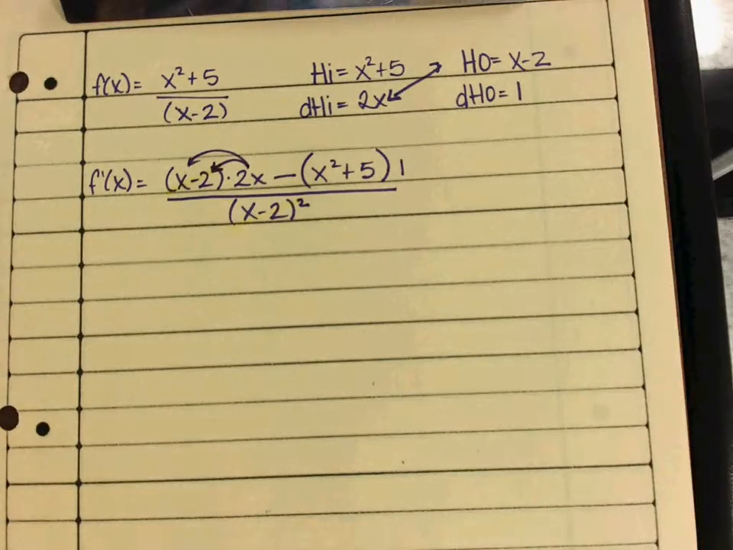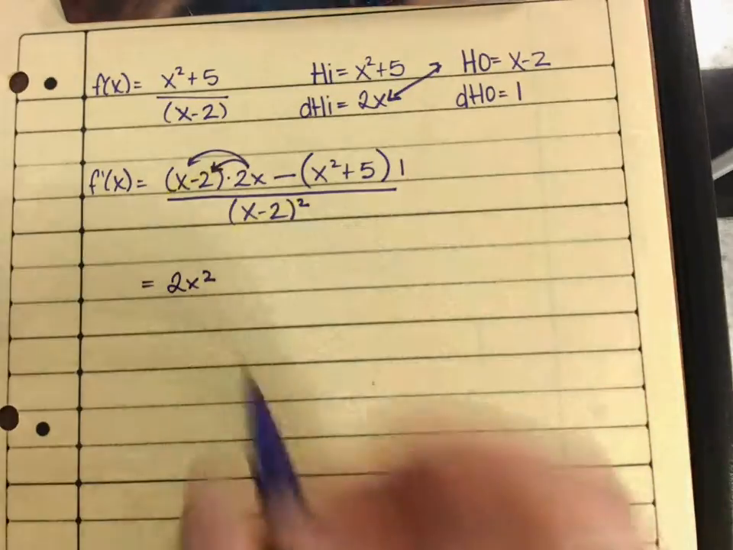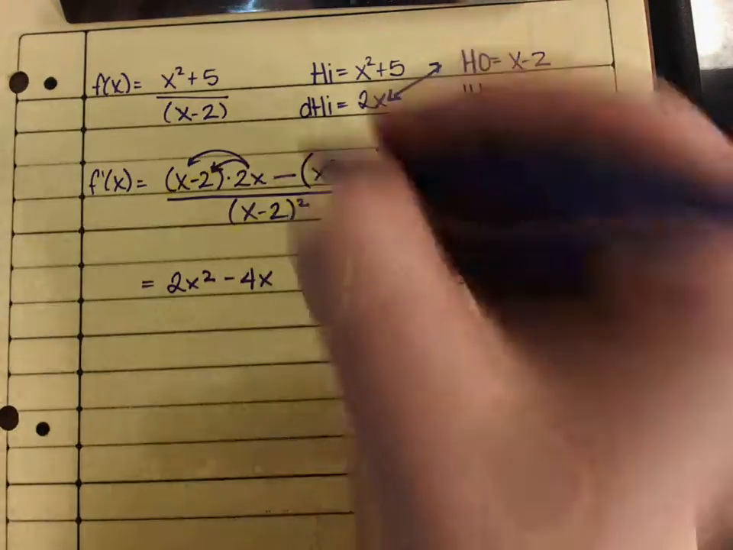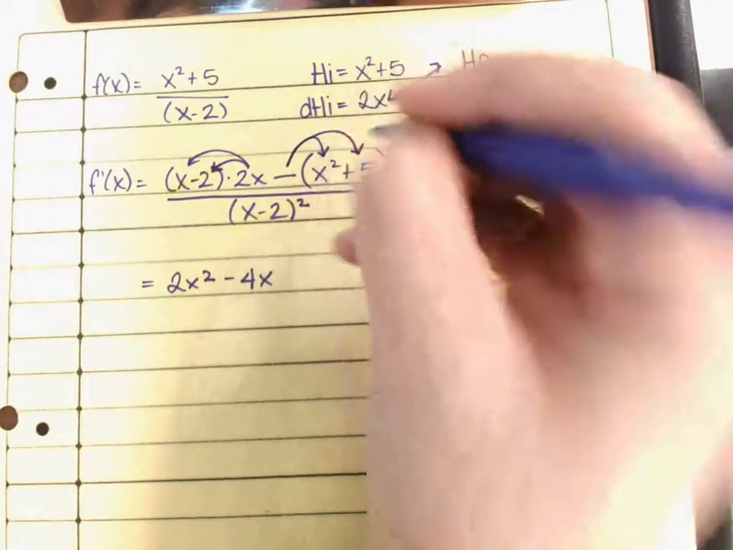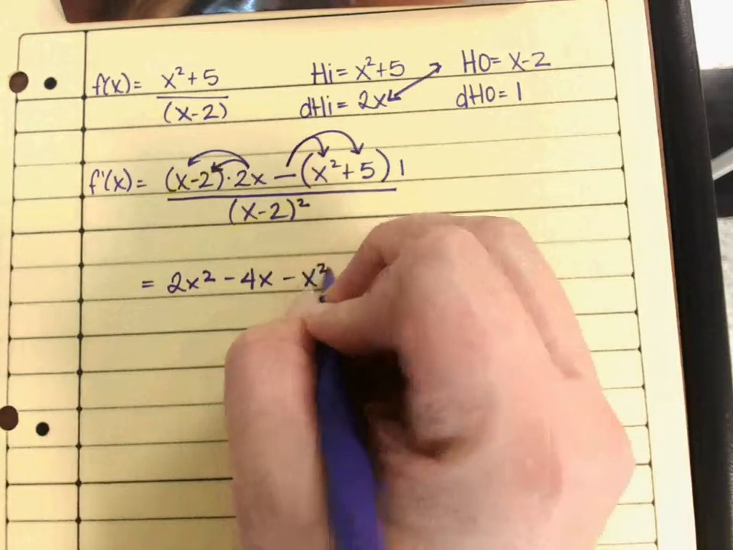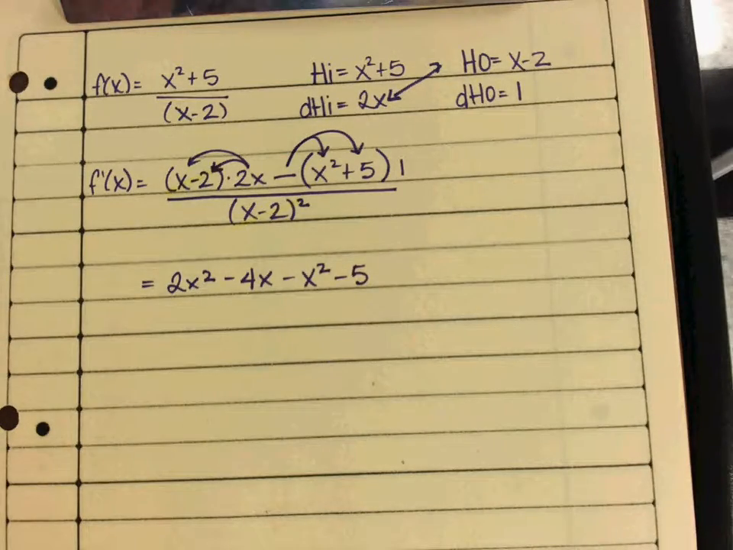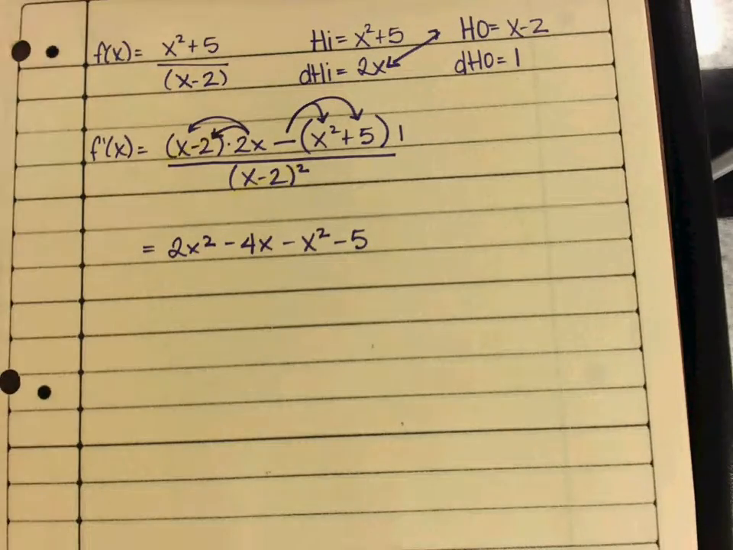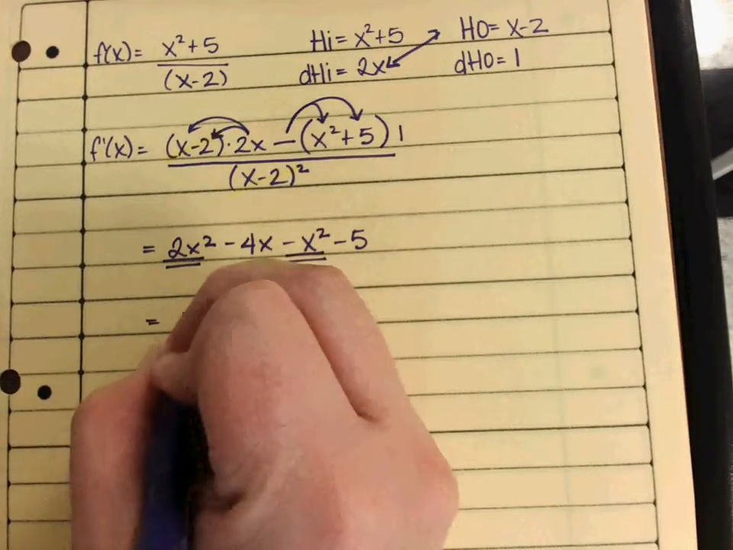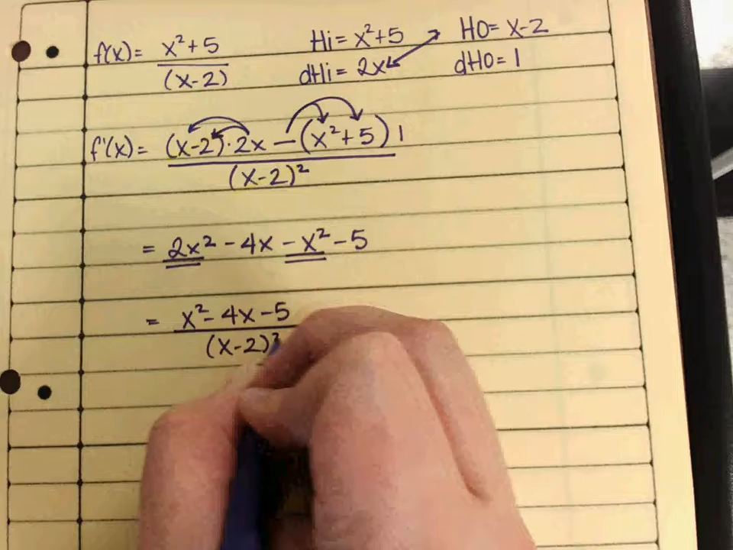What is x times 2x? 2x squared. What is 2x times minus 2? Okay. On the other side, what are we distributing? The negative sign, yeah? So it's a minus on the x squared, then a minus on the 5. Now, before I write the denominator, I'm going to just fix the top. So what is 2x squared if I minus an x squared? That's really just x squared minus 4x minus 5 all over x minus 2 squared. So far, so good?